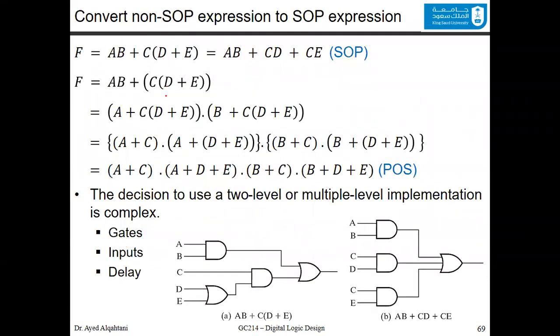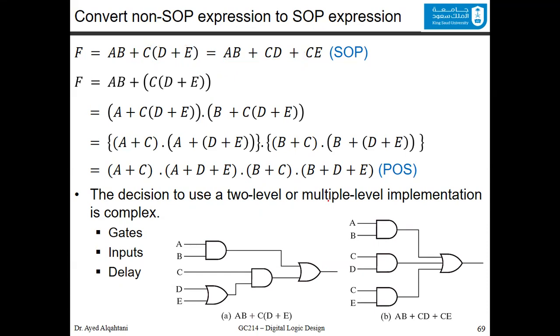Now, to convert from a non-sum-of-products expression to a sum of products expression, you simply expand. So if you have this function, F equals AB or C ANDed with D or E, to get the sum of products, you do the expansion: you distribute the C into both variables. It will be AB or CD or CE, and we are done. This is the sum of products.